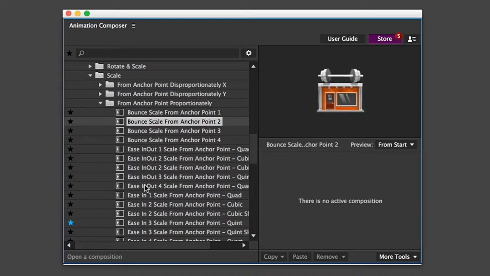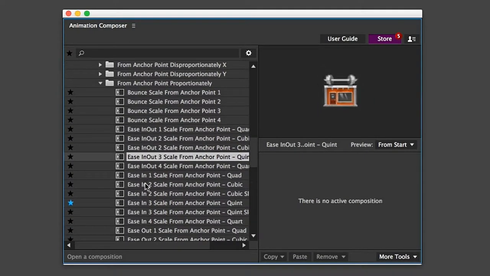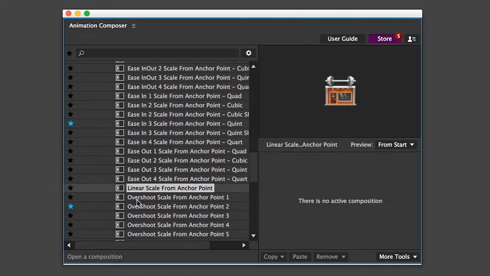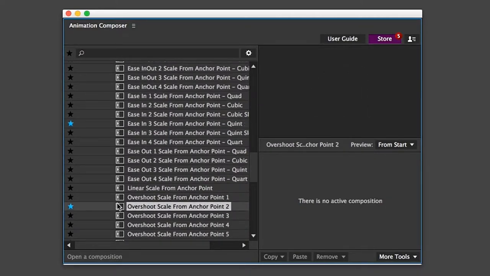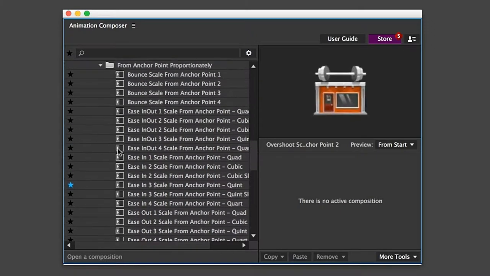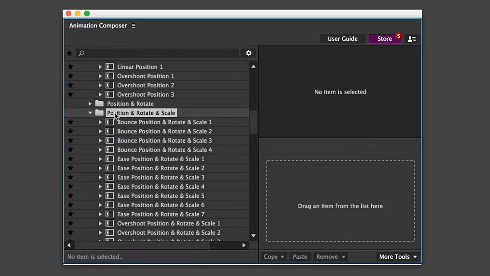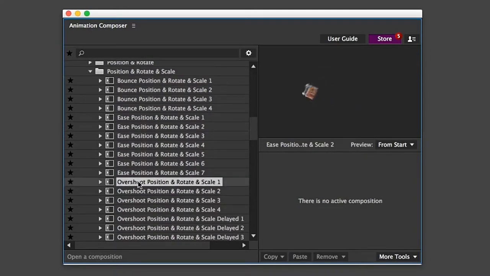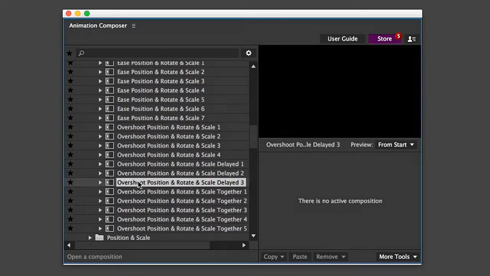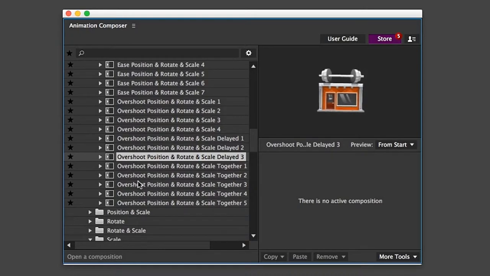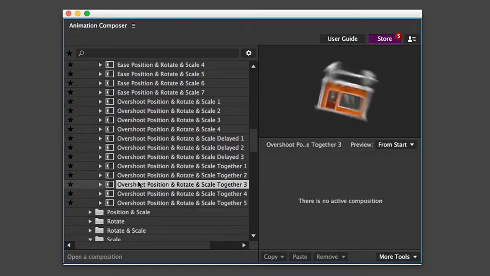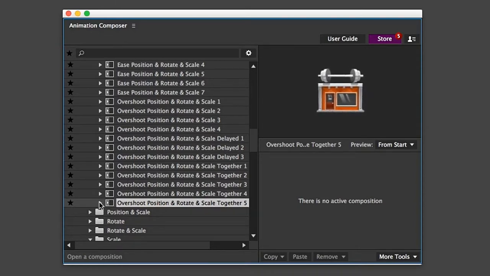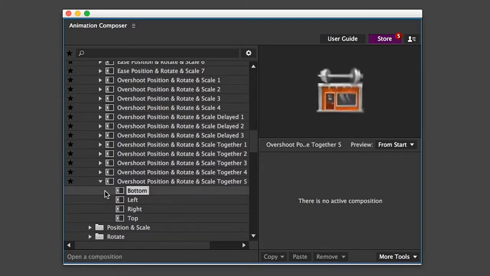There are various types of easing functions: ease in and out, ease in, linear, or overshoot. Let's look at position, rotation, and scale together. Sometimes there are more types of easings inside one preset. Plus, you can expand each one and choose the direction.